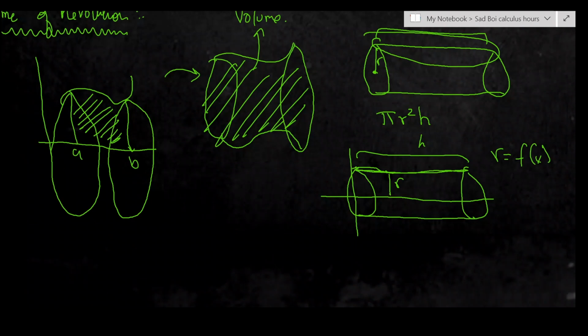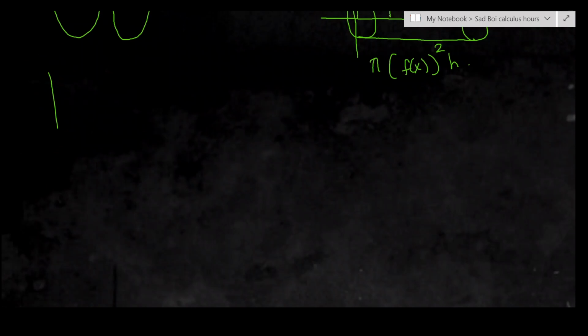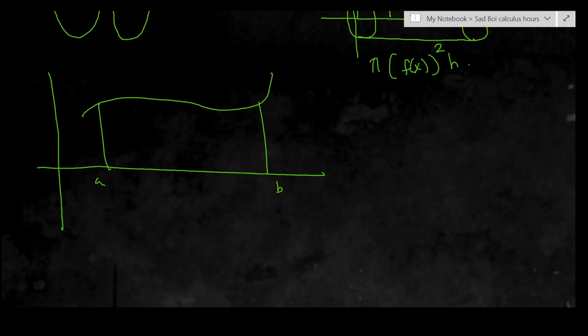In this case, we can rewrite r as f of x, where f of x is the equation of this line. And so we can rewrite the formula for volume as pi f of x squared h, where h is the difference between the final and initial limit. So let's apply this onto a curve. Consider we have this curve. We want to revolve this area between a and b around the x-axis.